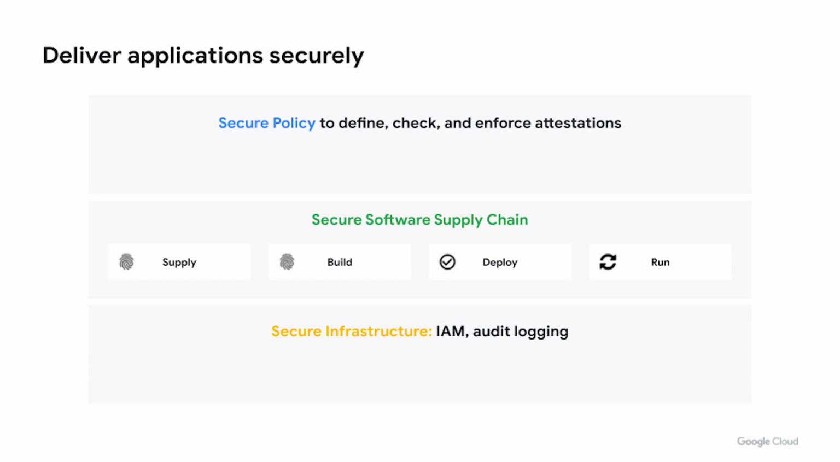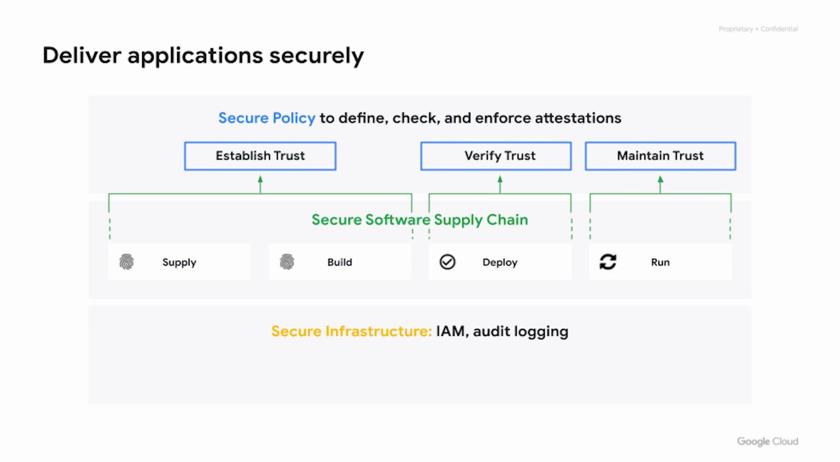So as a Google Cloud customer, your secure software supply chain would look something like this. At the base, we have common secure infrastructure services like identity and access management and audit logging. Fortunately, most cloud developers already widely use these. Next, we secure your software supply chain with a way to define, check, and enforce attestations across your software lifecycle. This is super important. A key element here is our binary authorization service, which establishes, verifies, and maintains that chain of trust via attestations and policy checks.